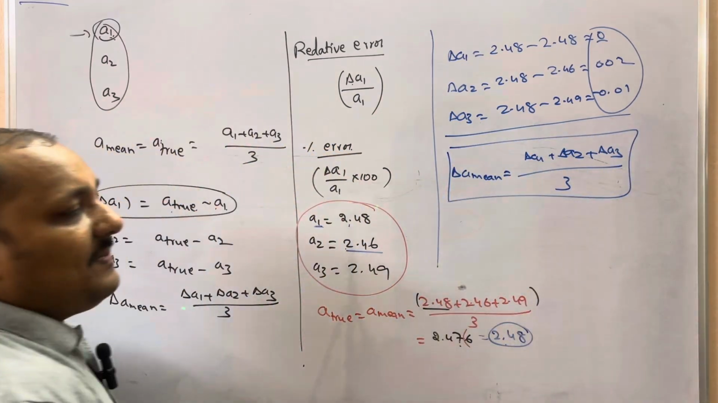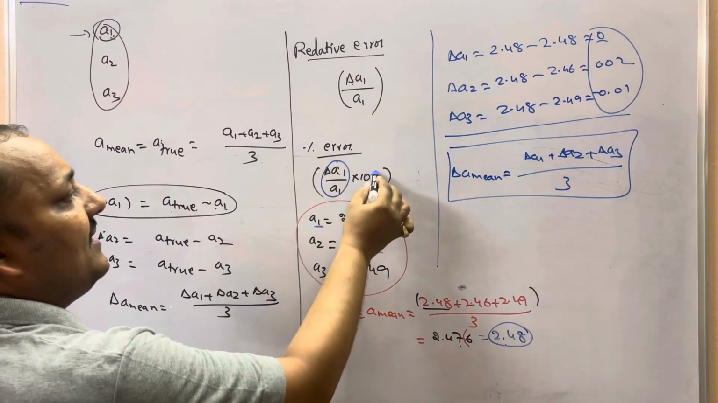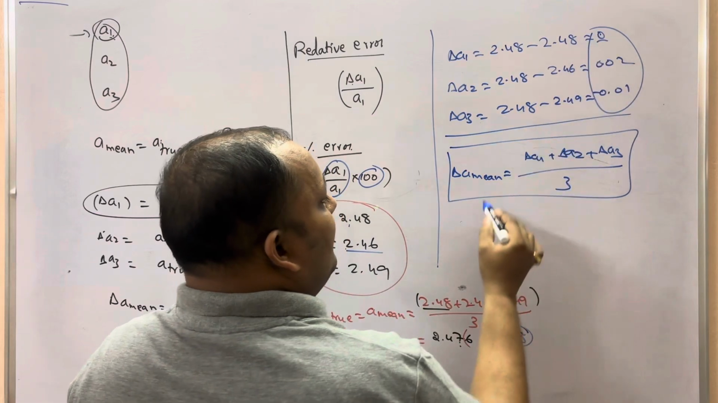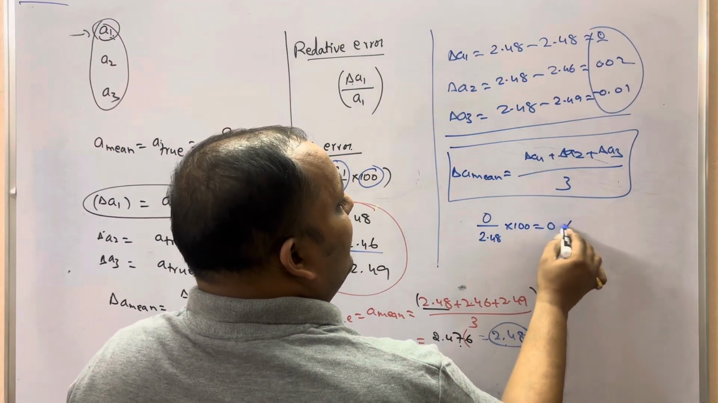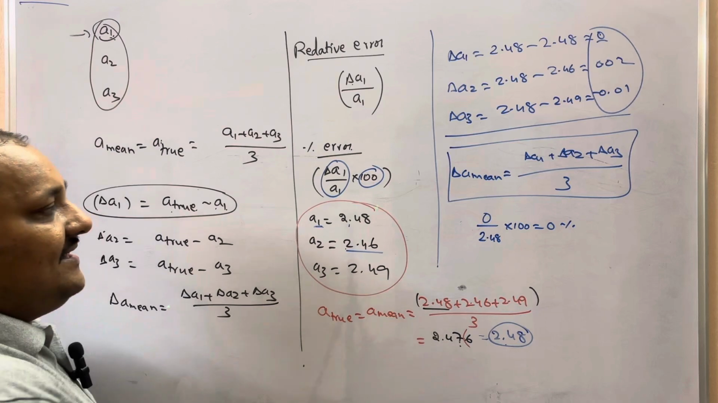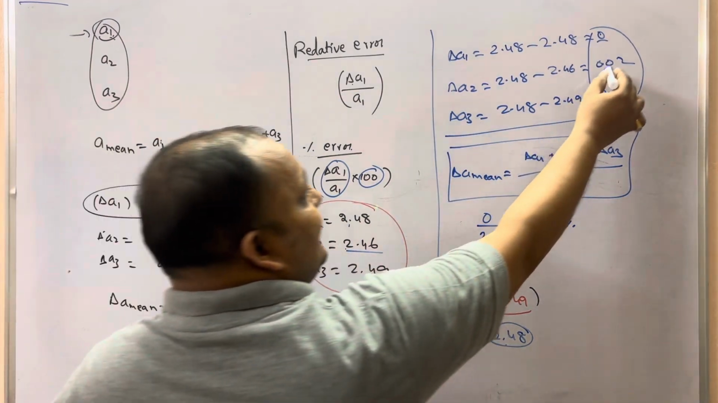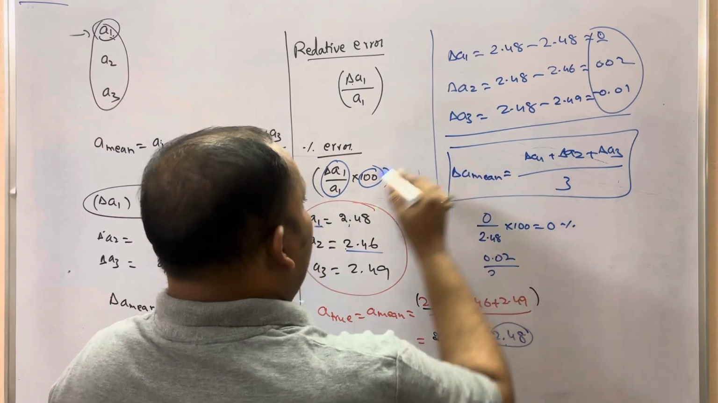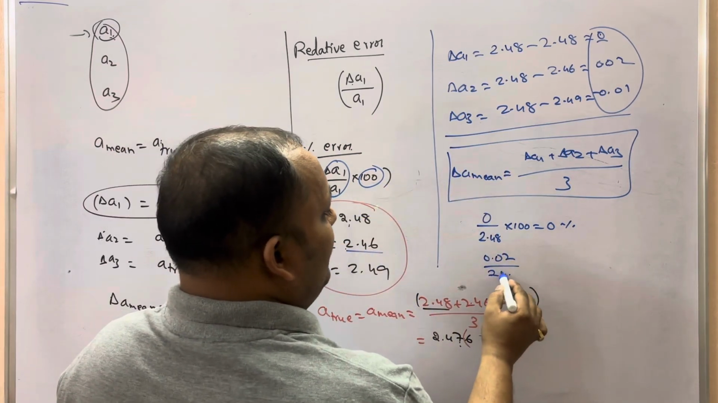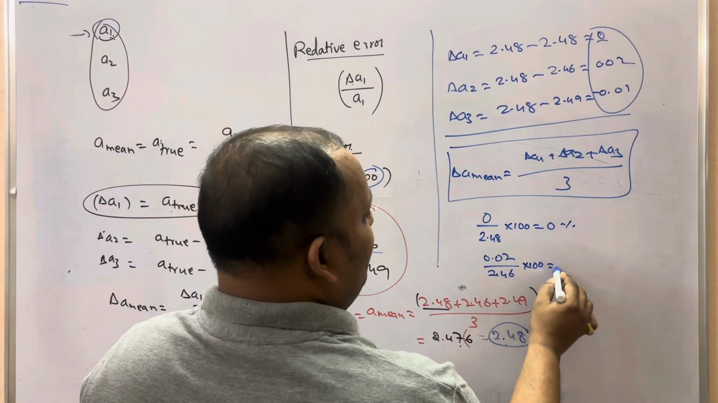Like that, the relative error and percentage error. Delta A1 by A1 into 100. Delta A1 you got 0, so 0 by 2.48 into 100, therefore there is no percentage error in the first value. Like that, the percentage error in the second value is 0.02 by A2, 2.46, into 100. There is no other option.